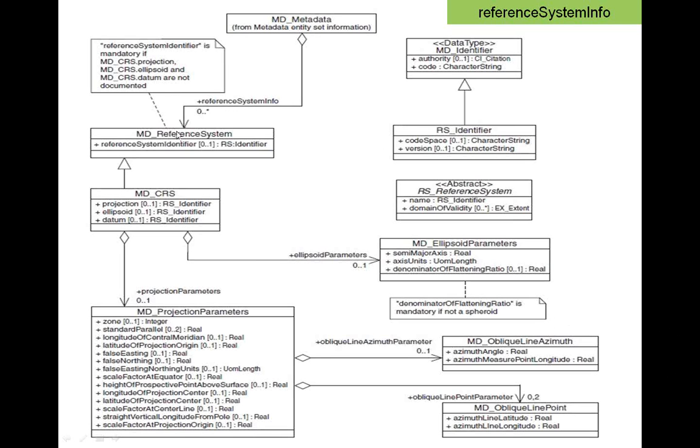But you go ahead and say reference system, and then reference system will contain the reference system identifier, the projection, the ellipsoid, and the datum. And it has its projection parameters that have all of these other parameters as well, all for defining your spatial and temporal reference systems.